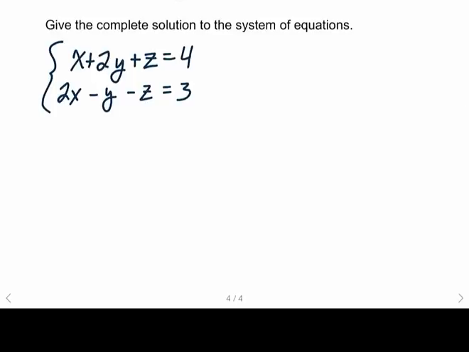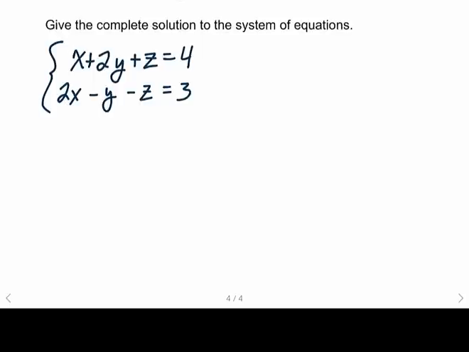Next, same instructions, give the complete solution. x plus 2y plus z equals 4, and 2x minus y minus z equals 3. By the way, you see that word complete? That means saying it's dependent isn't good enough. You've got to tell me what the solutions are.